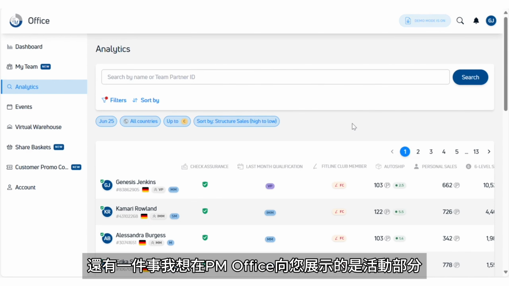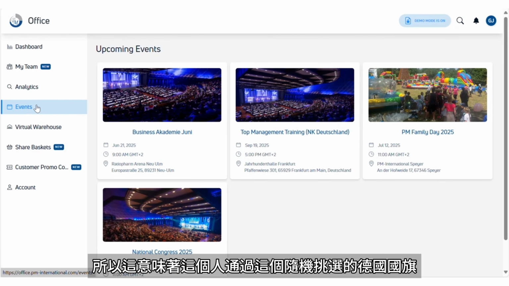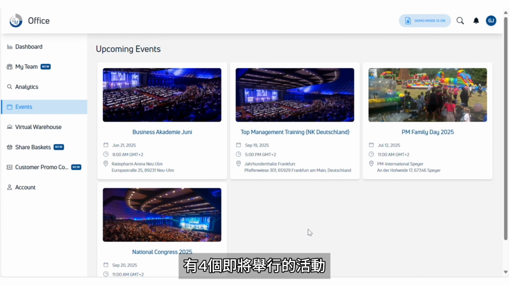And another thing what I would like to show you here in the PM Office is the event section. So that means this person, through this randomly picked German flag, is entitled for these 4 upcoming events.